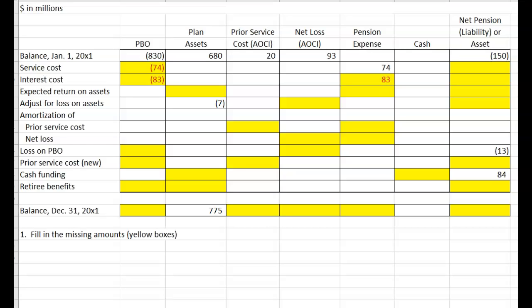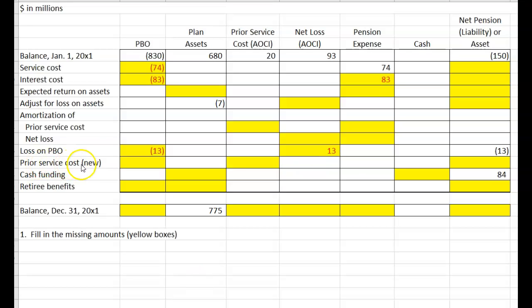Go ahead and do that, and then start the video again to check your work. The loss on PBO will increase the PBO balance with a credit, and we are accumulating the plan's net gains or net losses in AOCI, and we need to increase the prior balance by $13 million this year.